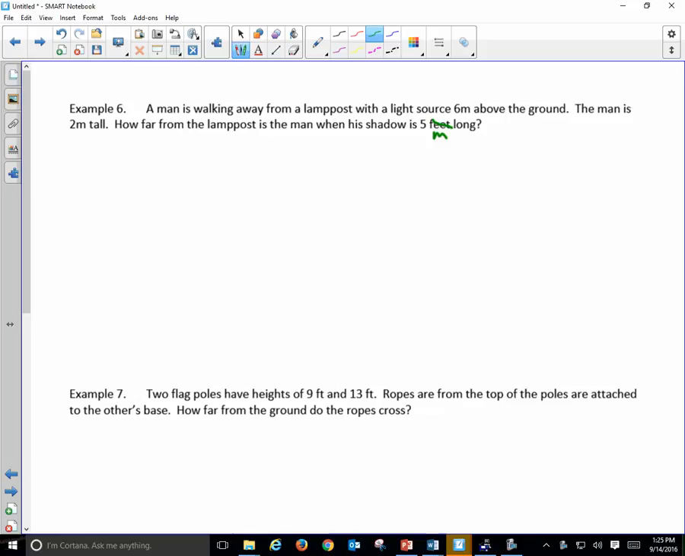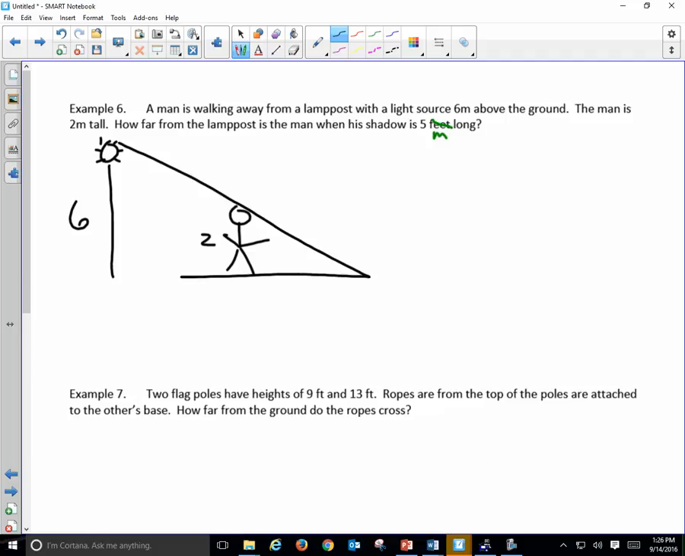So you're really smart and you've done this problem before. So tell me how to set it up. Draw a lamppost and make a triangle. Okay, I like where you're going here. It's got a lamppost, beam of light, 6 meters. Now draw the man. He's 2 meters tall. Somebody said something about a triangle. What else? Shadow, 5 meters. What am I trying to find?